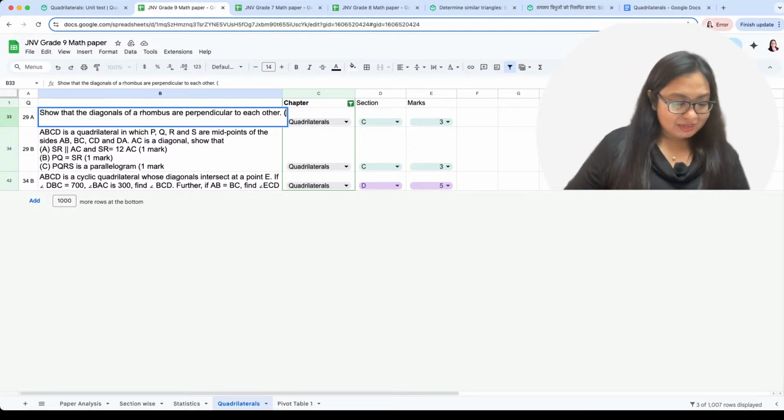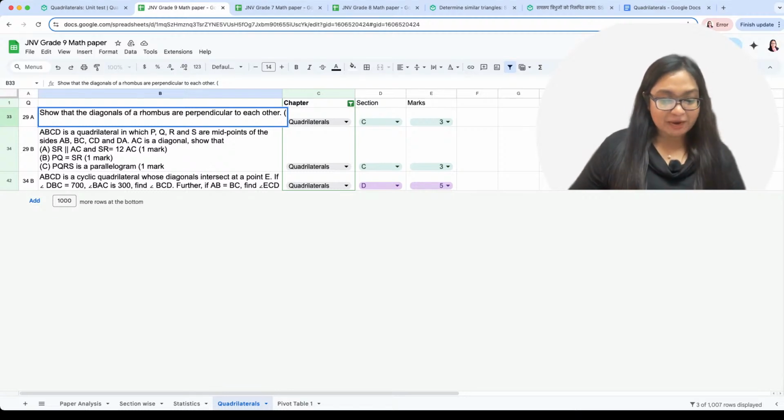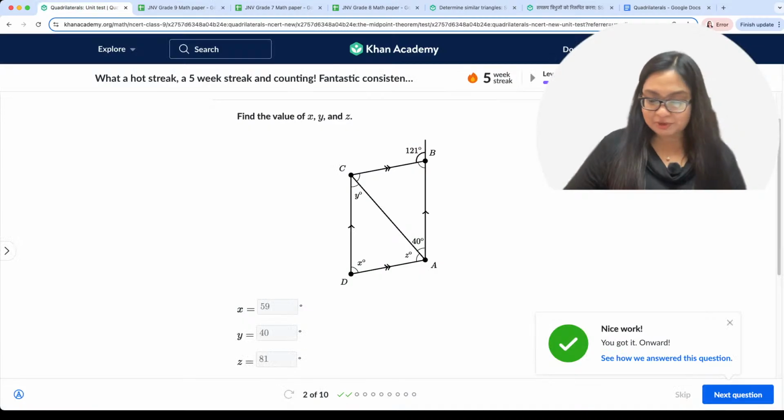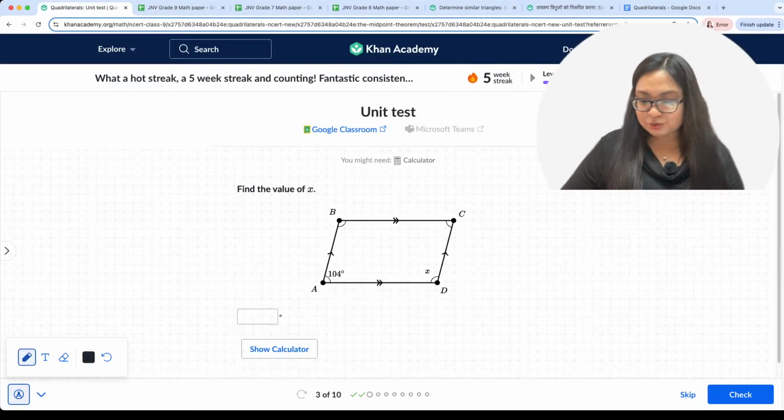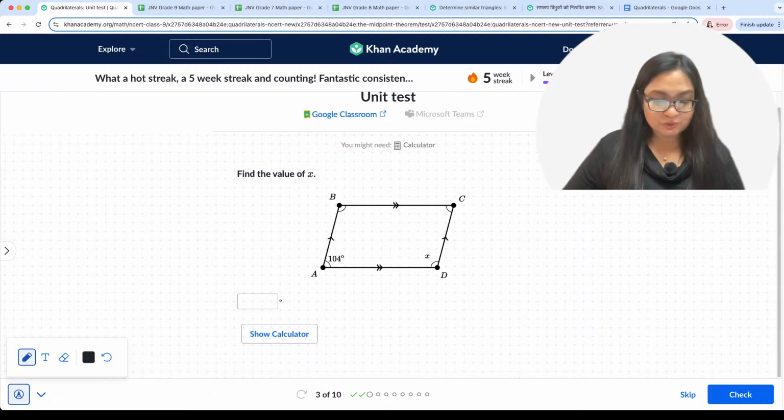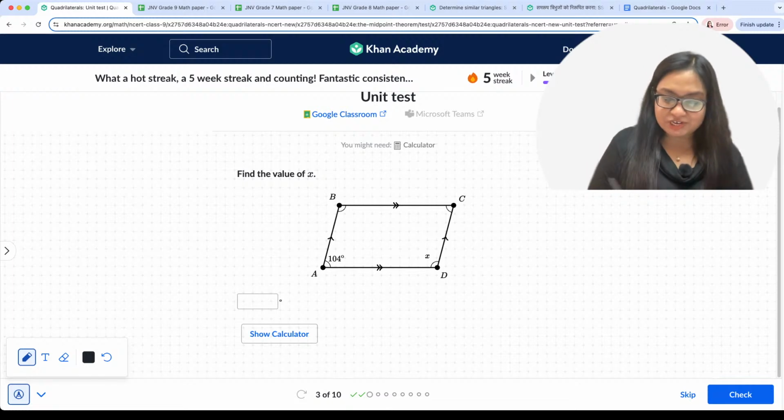चलिए, let's go ahead and solve this question. Show that the diagonals of a rhombus are perpendicular to each other. So I'm going to go over here, go to the next question, and use this space to find out and show the diagonals. ठीक है, यहां पर तो x की वैल्यू बड़ी आसानी से कैलकुलेट हो जाएगी, which is what?